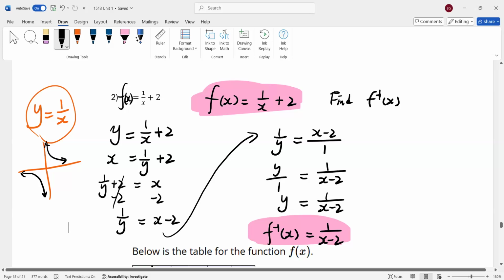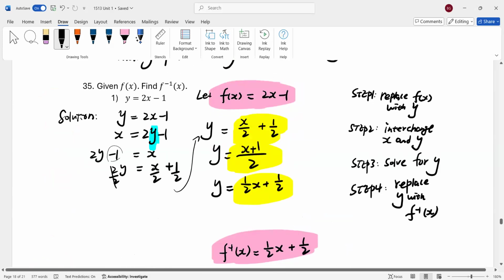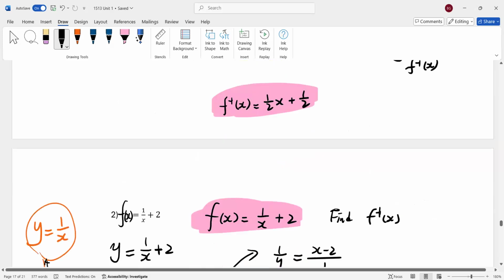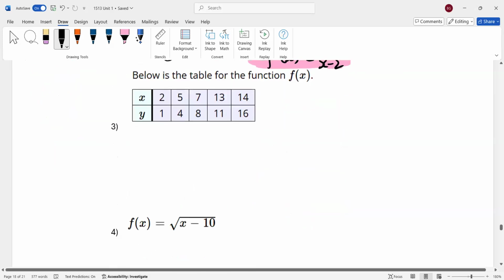Okay, so this problem, number 35, covered the topic of finding the inverse function for a given one-to-one function. The process has 4 steps. You need to remember the 4 steps. You will definitely have a few questions like that, maybe 2 or 3 in exam 1, that require you to find the inverse for a given function. All right.